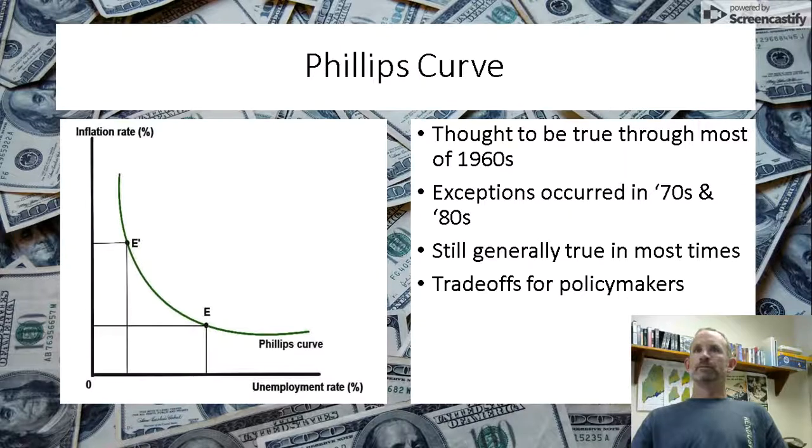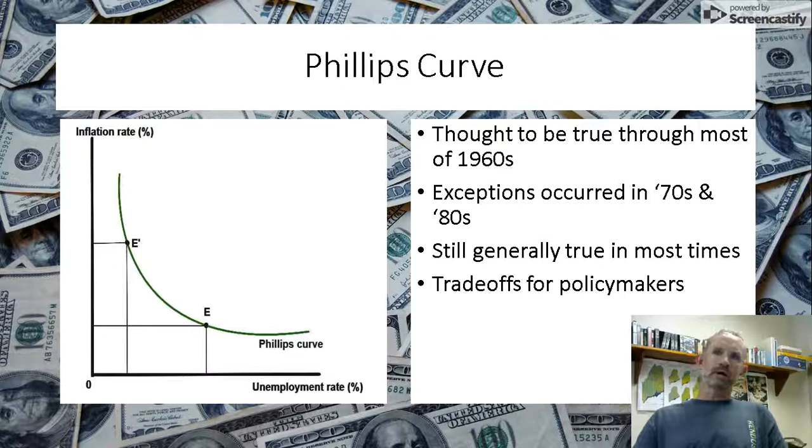This was developed by a guy named Phillips. It was thought to be true, and evidence supported it throughout much of the 1960s, and people sort of started to accept it as settled law in economics. Then some weird exceptions occurred in the 70s and 80s. Your book does a really good job of explaining these. I'm not going to go through them, I'm just trying to paint the big picture here, but be sure and read that. You'll see that some exceptions occurred in the 70s and 80s where we had things like high inflation and a high unemployment rate. That's the worst case scenario for an economy.